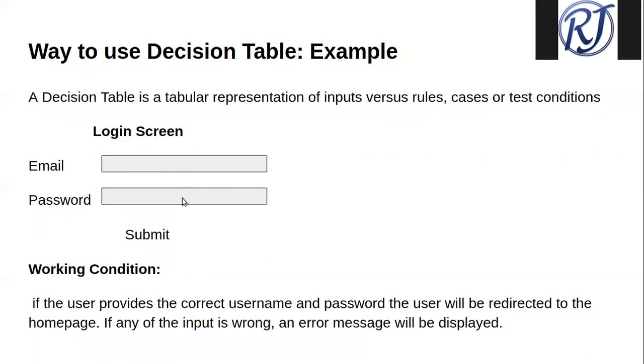My test criteria is to test for correct username, correct password, incorrect username, incorrect password, and incorrect email or correct password, and correct email and correct password. So let's see how we can represent this in the decision table form.